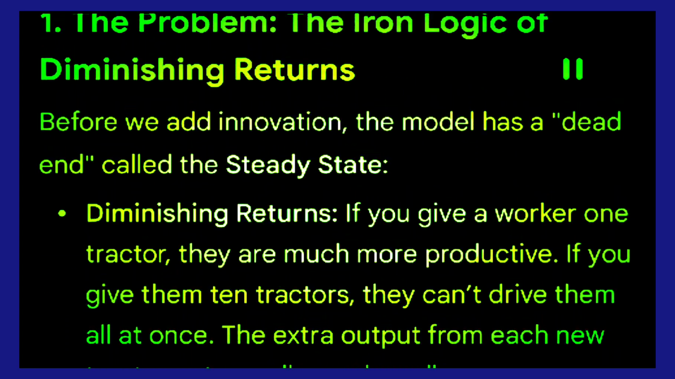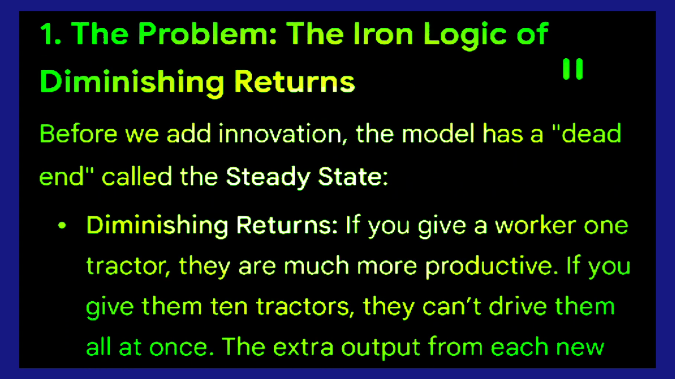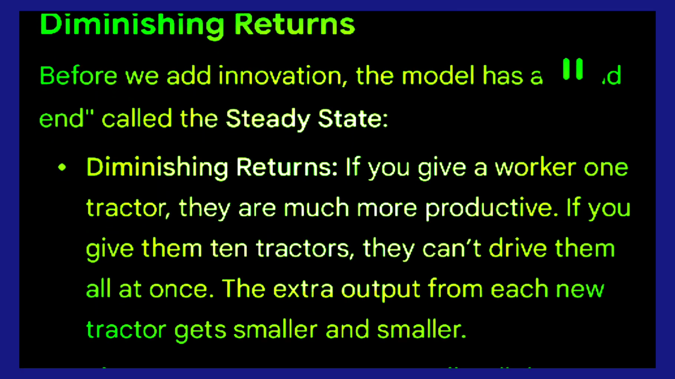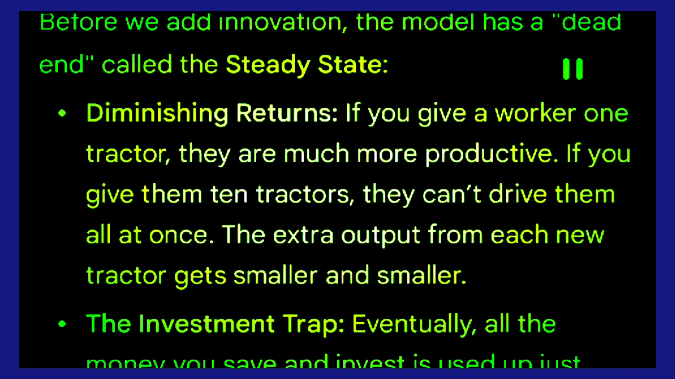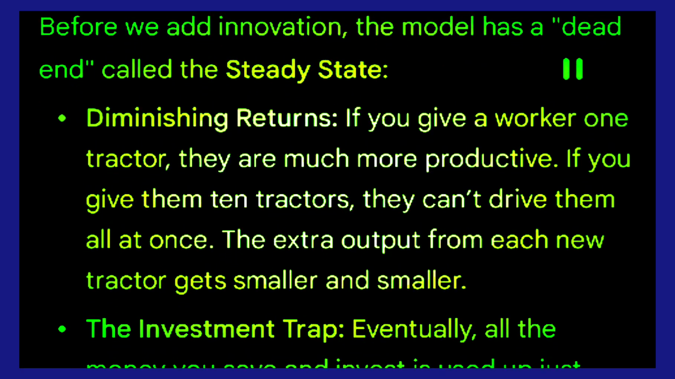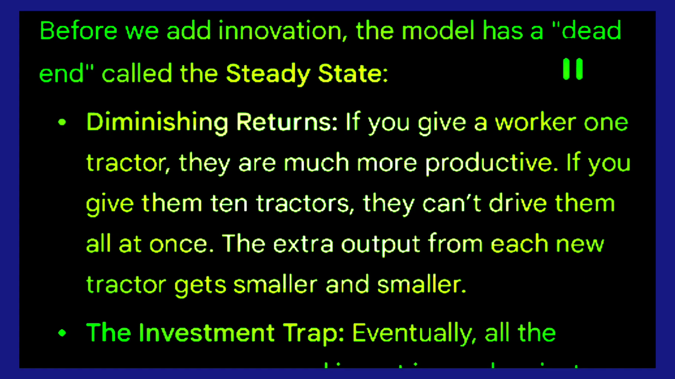1. The problem, the iron logic of diminishing returns. Before we add innovation, the model has a dead end called the steady state. Diminishing returns. If you give a worker one tractor, they are much more productive. If you give them 10 tractors, they can't drive them all at once. The extra output from each new tractor gets smaller and smaller.